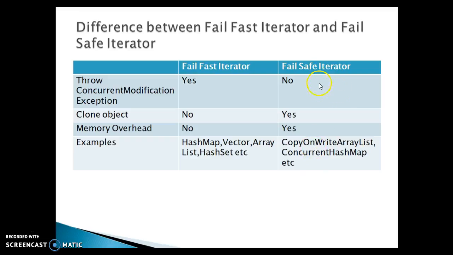And if you get the iterator from CopyOnWriteArrayList or ConcurrentHashMap, then you get the fail safe iterator. So in this video we have explored the difference between fail fast iterator and fail safe iterator, right? In the next video we are going to look at an example, and I will show you how we can simulate concurrent modification exception with a fail fast iterator, and when we use the same example with a fail safe iterator, we won't get any concurrent modification exception. So see you there in the next video tutorial, and thanks for watching this video.